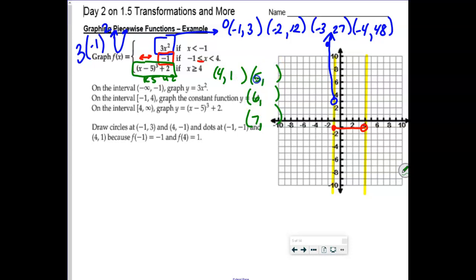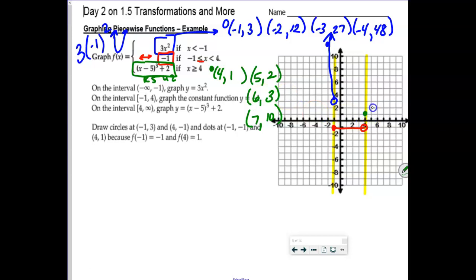All right. So if I plug in a 5, you get 0 plus 2, which is 2. If you plug in a 6, you get 1 plus 2, which is 3. And if you plug in a 7, you get 2 to the third, so 8 plus 2, which is 10. So when I go to graph this very first point, this is my boundary line point. Are we talking open circle or closed circle on the boundary line for this green guy? Closed. All right, 4, 1, closed circle.